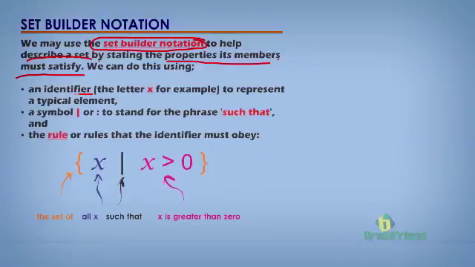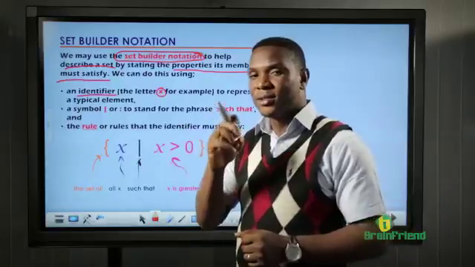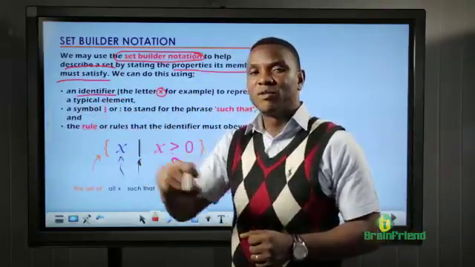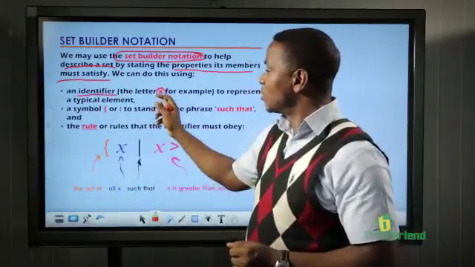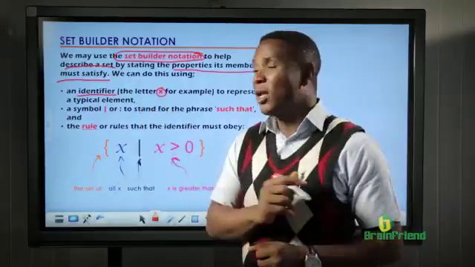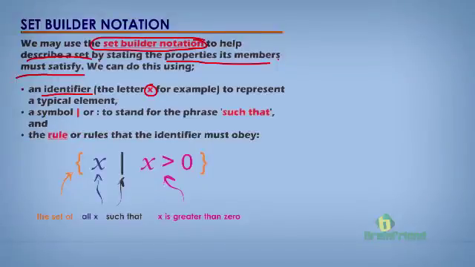For one, we have the identifier of our set, which could be, for instance, the letter X. The letter X in this instance stands for a sample of the members of our set. So instead of listing every member of the set, we take a sample, which in this instance we take as X, to represent a typical element within our set. Next, we have a symbol, a bar, or we make use of a colon, and that stands for the phrase "such that". Lastly, we have our rule, which the identifier must obey.